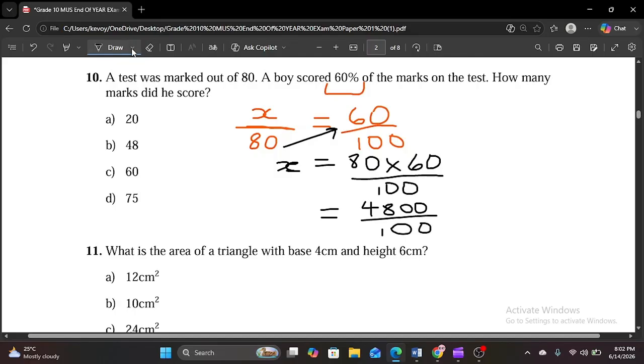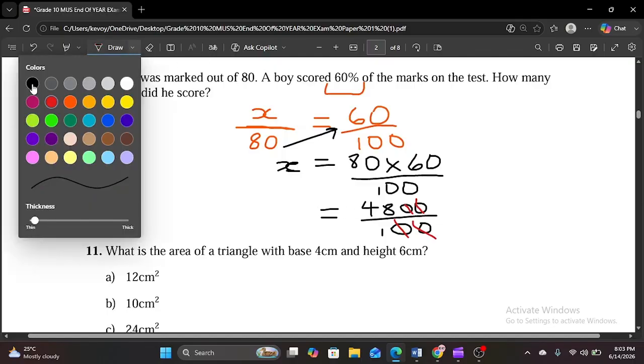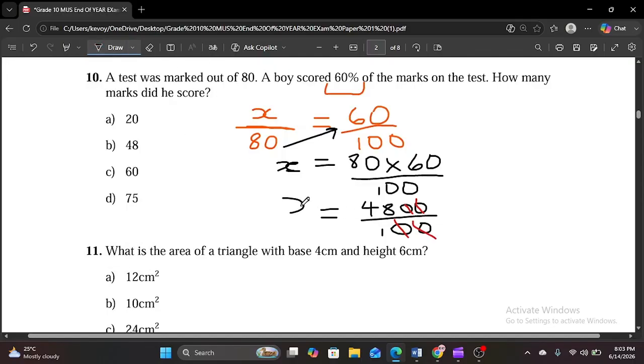When dividing by 100, the only thing that we have to do is to eliminate the zeros. So you eliminate the two zeros from both top and bottom. After that, we're left with x is equal to, because this is the equation that we're using, what's left back is 48. So x is equal to 48.